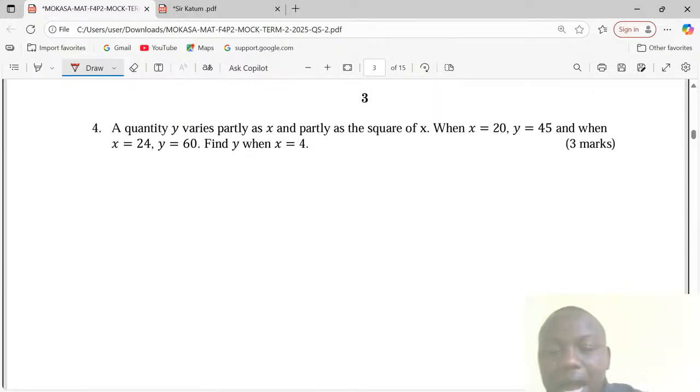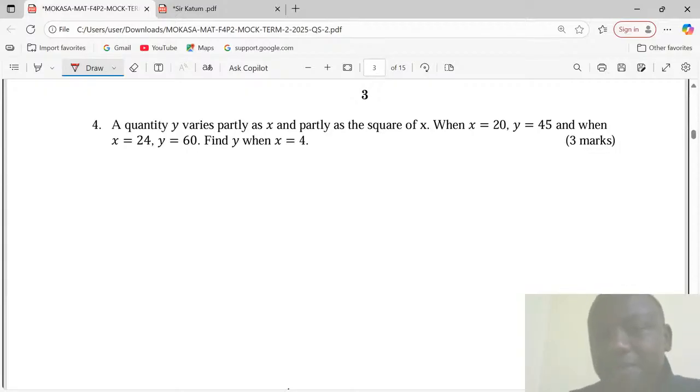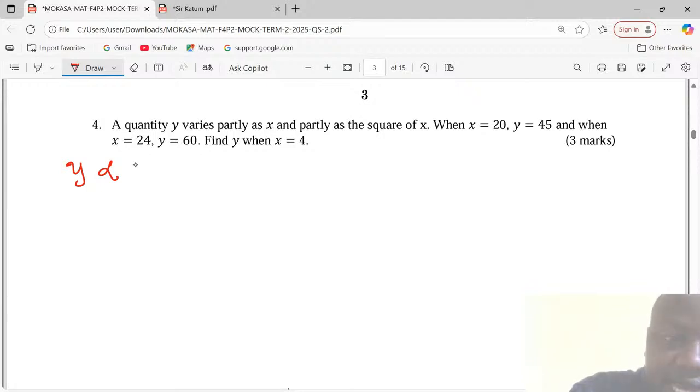But now we are at number 4. The question says that a quantity y varies partly as x and partly as the square of x. When x equals 20, y equals 45, and when x is 24, y equals 60. Find y when x equals 4. So we first find the relation connecting the quantities mentioned here. A quantity y varies partly as x and partly as the square of x.